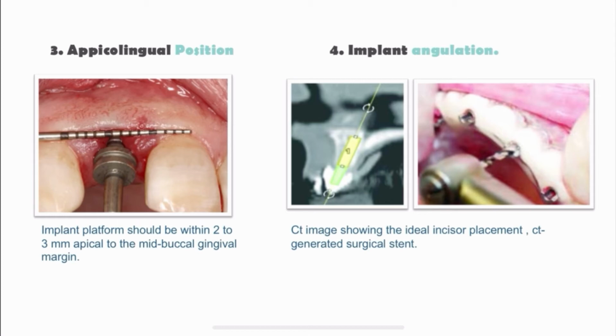The fourth parameter is the implant angulation. As a general rule, we can angle the implant to mimic the adjacent tooth if it's properly aligned. Using the surgical stent to correctly visualize the space and angulation is important, and once again, in cases of thin gingival biotype, then a palatal angulation can be anticipated to preserve the buccal soft tissue bulk. This is a picture of CT imaging showing the ideal incisor placement and a CT-generated surgical stent.